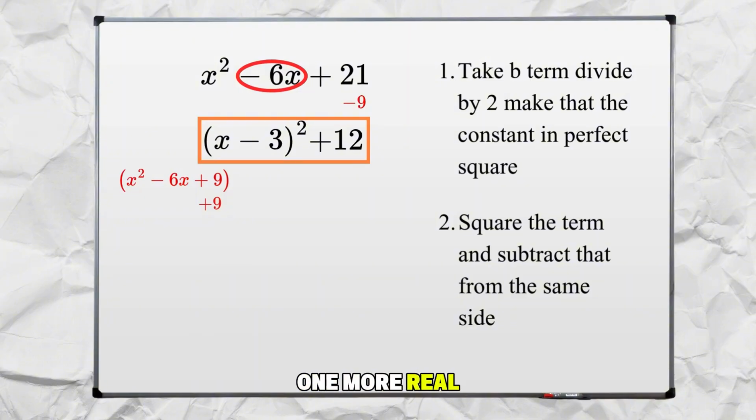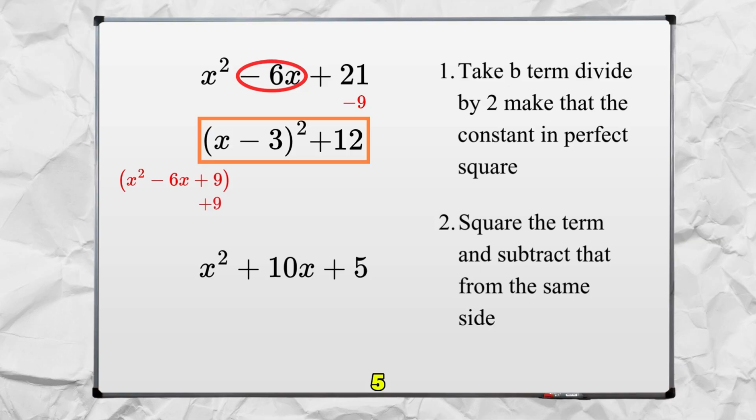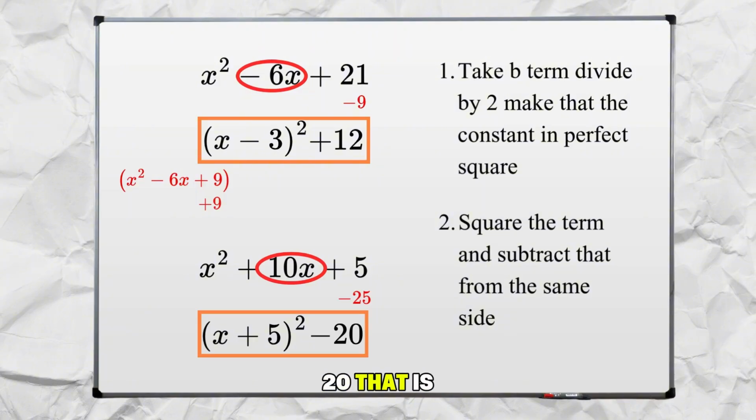So let's do one more real quick. x squared plus 10x plus 5. I take half my b term, which in this case is 10. So I get x plus 5 squared, and then take that 5 and square it. That's 25. Subtract 25 from 5, that's minus 20. That is my vertex form.